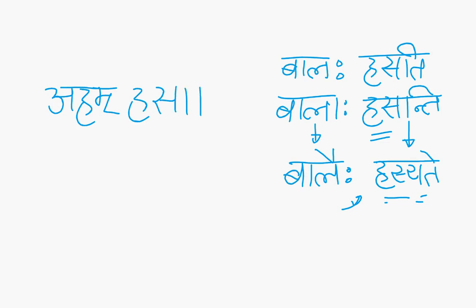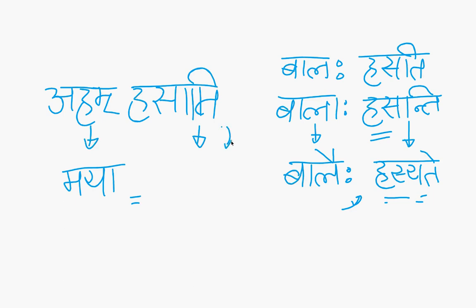Aham hasami. So in this, bhave prayoga, aham changes to maya. Now, hasami changes to what? If there is a karma pada, then the kriya pada changes its form to purusha and vachana according to it, just like aham chitram pashyami.